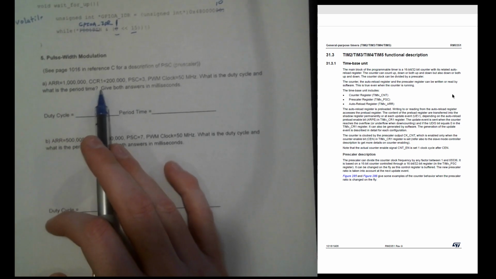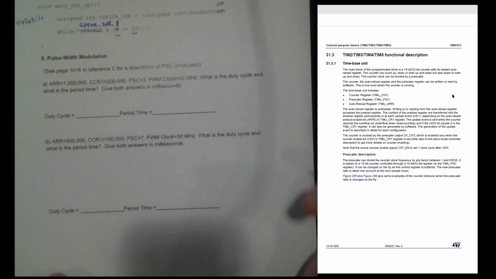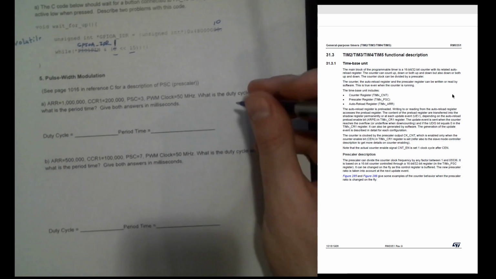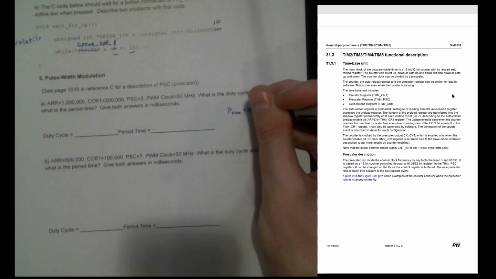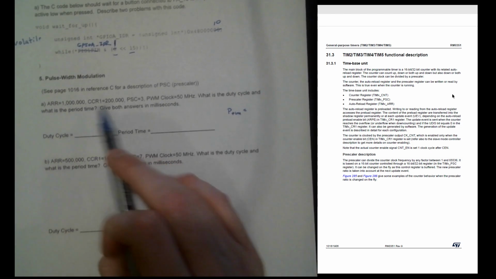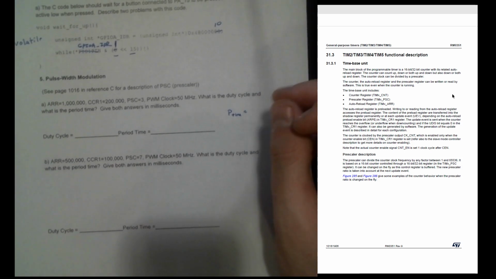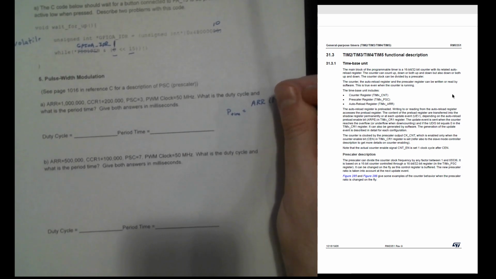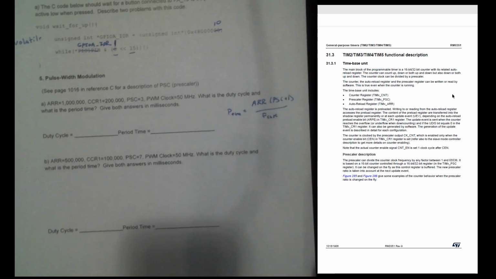ARR equals 1,000,000, CCR1 equals 200,000, PSC equals 3, and the clock is 50 megahertz. So we want to know the duty cycle and the period time. So let's find the period time, and that P time is going to be related to our ARR value, clocked at this many cycles, multiplied by our prescaler. So our P time is going to be ARR times PSC plus 1 over FCLK, our frequency of the clock.